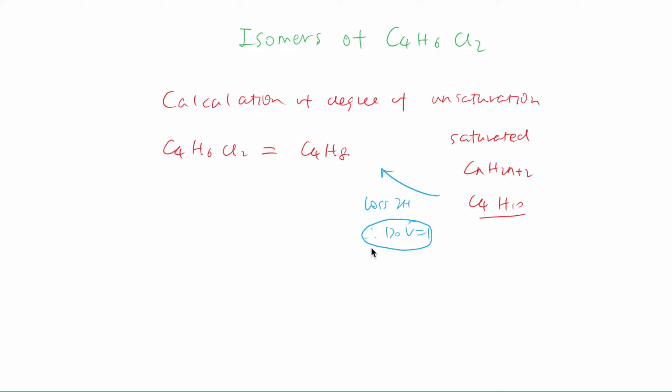There are 2 possibilities. Can everyone type it into the Skype chat? If the degree of unsaturation equals 1, what could this be? It's either a double bond or a ring. And then we know halogens and hydrogens never form a double bond. So this double bond could only be a CC double bond, because halogen never forms a double bond.